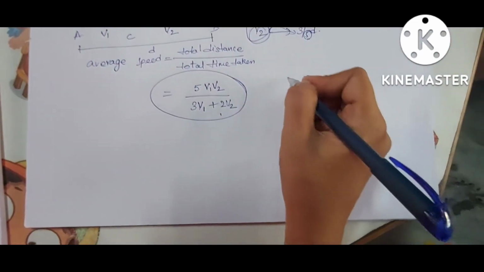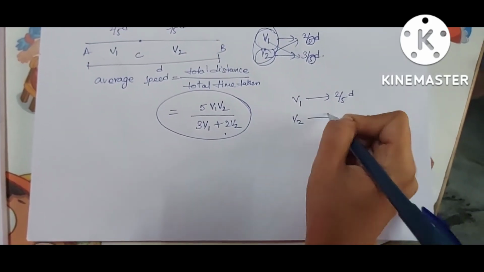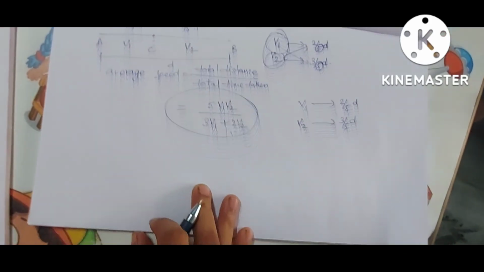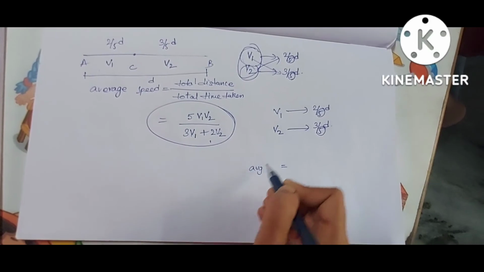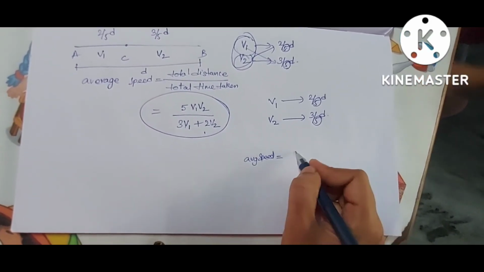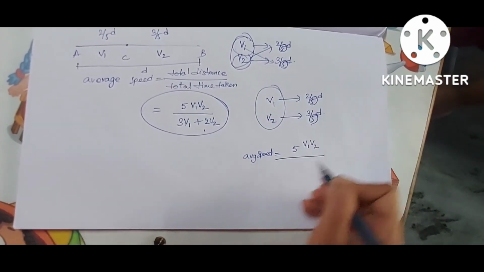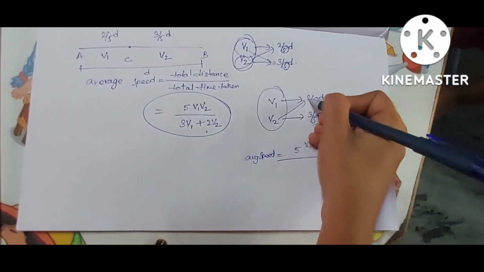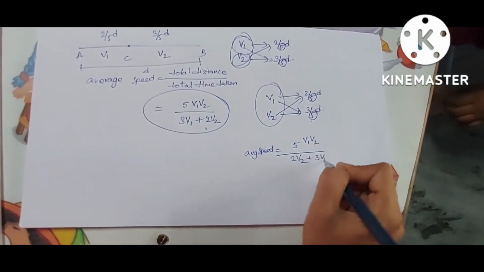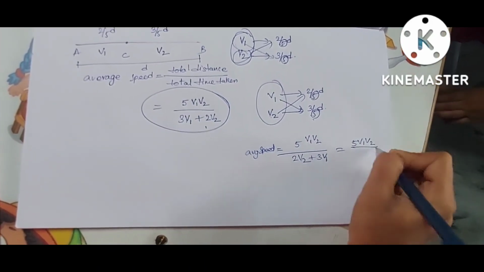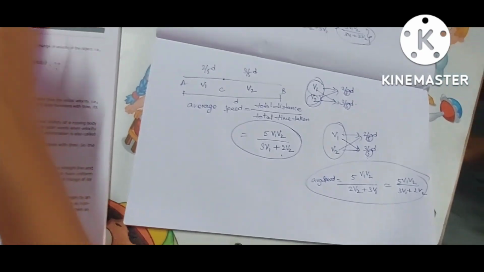Let me tell you one more time. It is V1 for 2 by 5 of D. It is V2 for 3 by 5 of D. And now, what's the denominator we have here? Write the same. Average speed is equal to, we need to write 5 here, whatever the denominator we have, 5, and multiply these two, V1, V2, by, and now cross multiply: V2 into 2, 2V2, V1 into 3, then it is 3V1, so it is 5V1V2 by 3V1 plus 2V2. This is a way to find the average speed when they have given this.